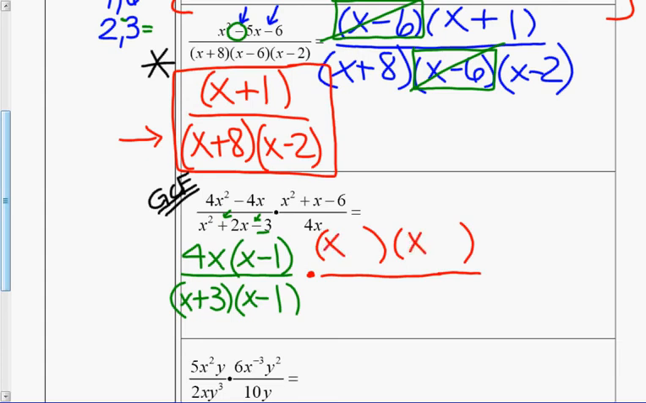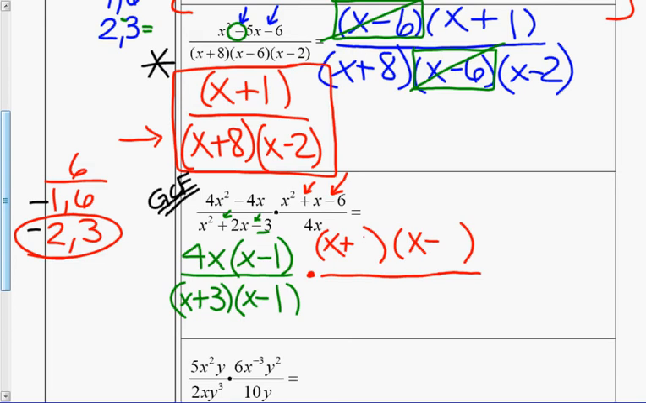First term is x. Signs, again, are going to be different. Larger one is positive. And then I need the factors of 6, which are 1 and 6, 2 and 3. And the larger one is positive, which to me means the smaller one is negative. So when added together, which one's going to give me positive 1? It would be 3 and negative 2. So 3 goes with the plus sign, 2 goes with the minus. And then in the denominator here, we have 4x.